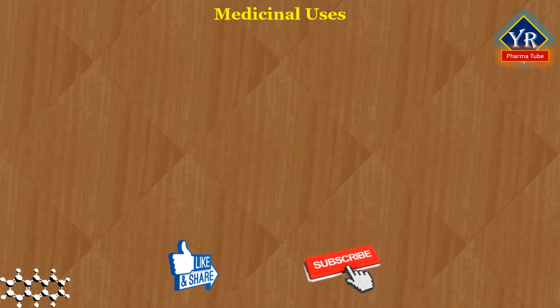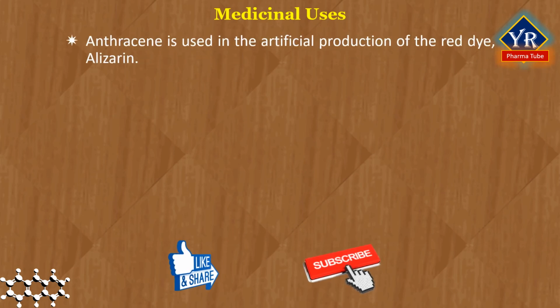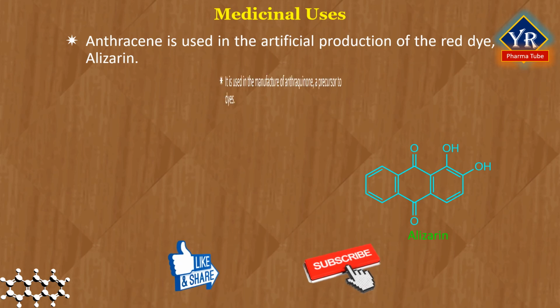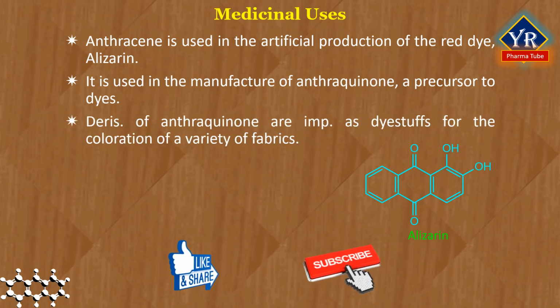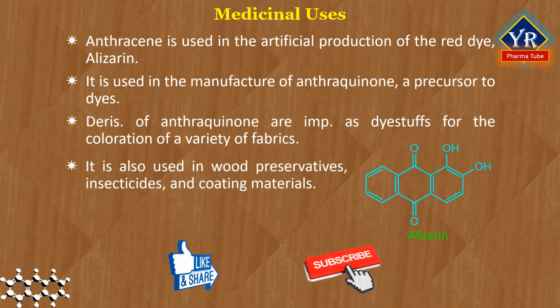Medicinal uses of anthracene. Anthracene is used in the artificial production of the red dye alizarin. It is used in the manufacture of anthraquinone, a precursor to dyes. Derivatives of anthraquinone are important as dyestuffs for the coloration of a variety of fabrics. It is also used in wood preservatives, insecticides, and coating materials.